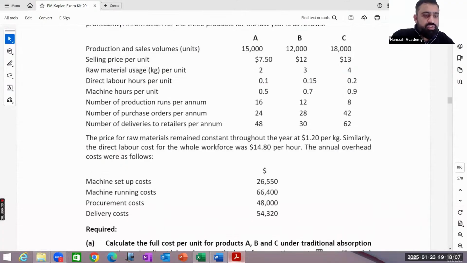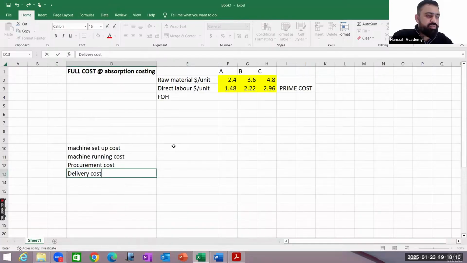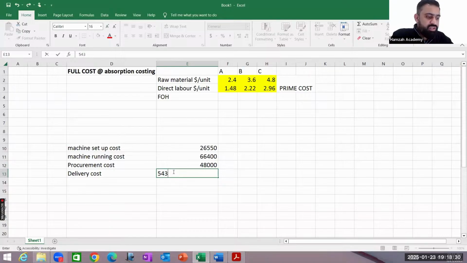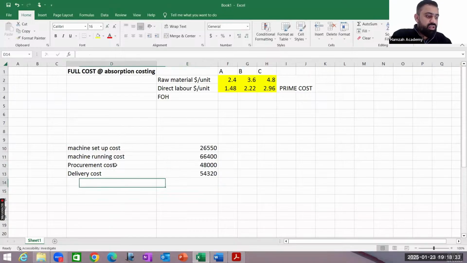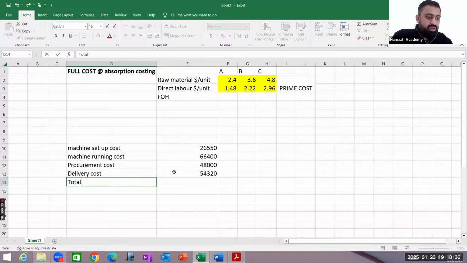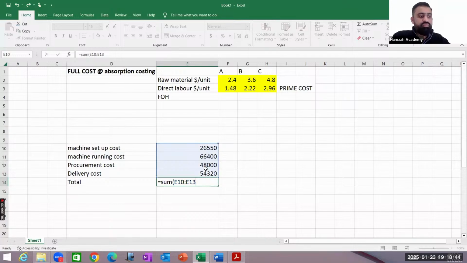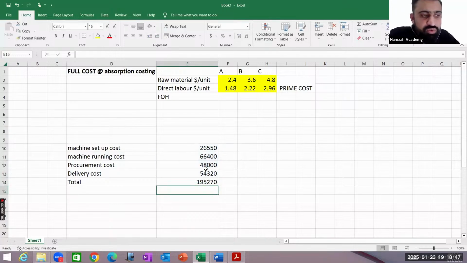And you have in dollar, we have 26,550 for machine setup, 66,400 for machine running cost, 48,000 for procurement cost, and 54,320 for delivery cost. And the total overhead is 195,270.